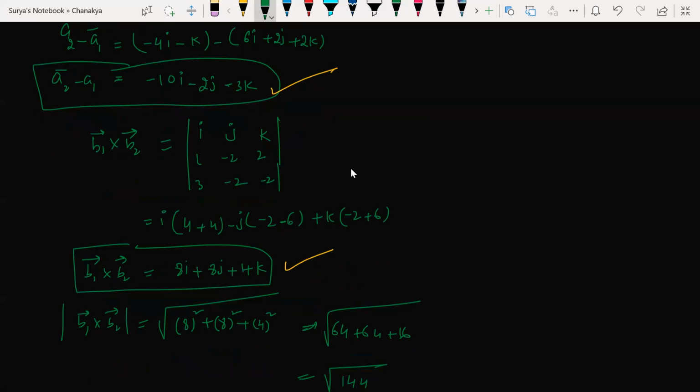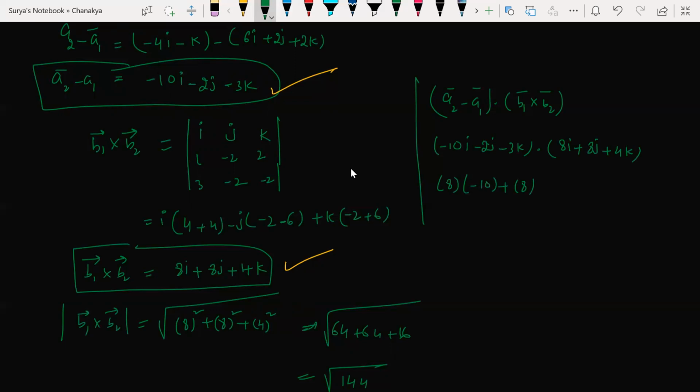How do you go about the dot product? Whenever I have A1, A2, A3 and B1, B2, B3, I do A1 into B1. Let me write here so it is easy for us to explain. What was the result of this? Minus 10i minus 2j minus 3k, dot B1 cross B2, which is 8i minus 8j plus 4k. Pretty simple. I just multiply their coefficients, minus 10 into 8. That is the dot product.